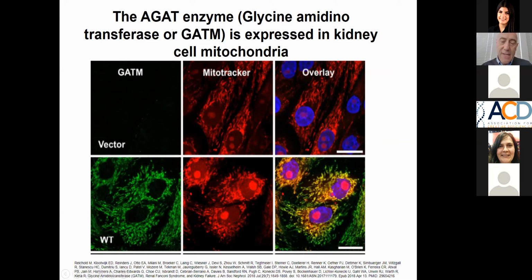And this is a very nice slide that shows where mitochondria are within kidney cells. Sorry, they are stained in red here in the second panel. It also shows where the AGAT enzyme is, which is stained in green. When the one is on top of the other, you see the formation of a very nice yellow color. And you can see that basically all of the AGAT enzyme, at least in the kidney, is localized within mitochondria.